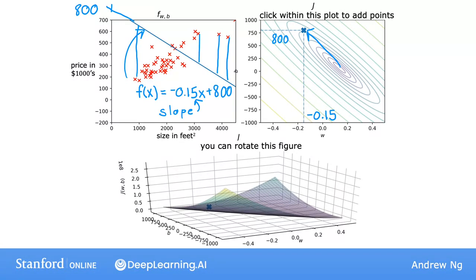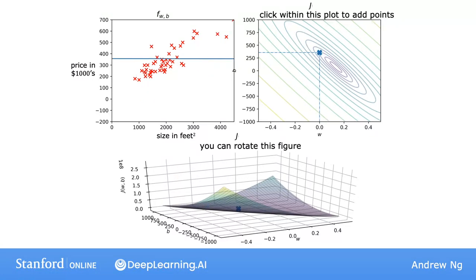Now, let's look at another example with a different choice of w and b. Now, here's another function that is still not a great fit for the data, but maybe slightly less bad. So this point here represents the cost for this particular pair of w and b that creates that line. The value of w is equal to 0, and the value of b is about 360. This pair of parameters corresponds to this function, which is a flat line because f of x equals 0 times x plus 360. I hope that makes sense.